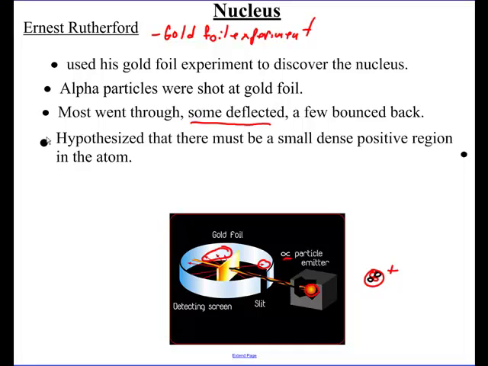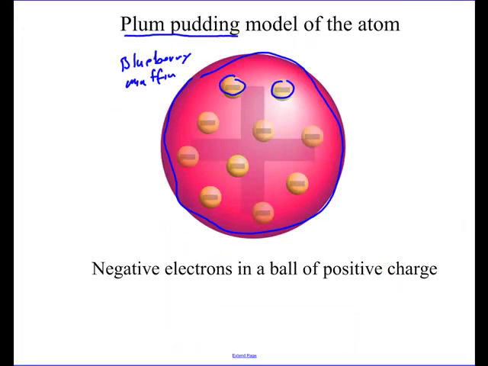And that was the idea. So now, the blueberry muffin model, this one over here, doesn't work anymore because most of the particles went right through. And they were positive particles. Well, if they hit any of this area that's all positive, they would have bounced back right away. So he knew that wasn't the case.